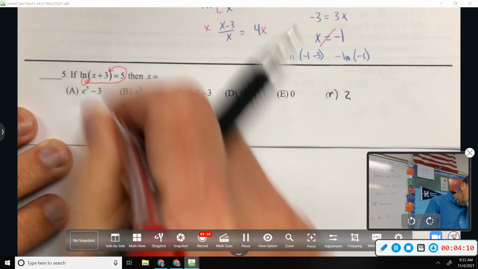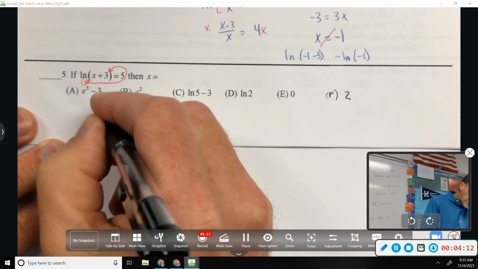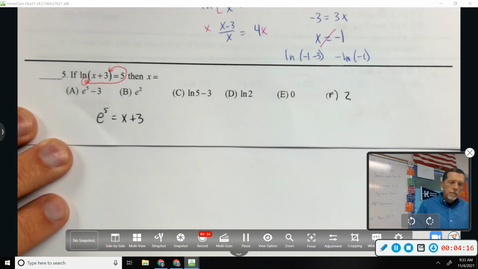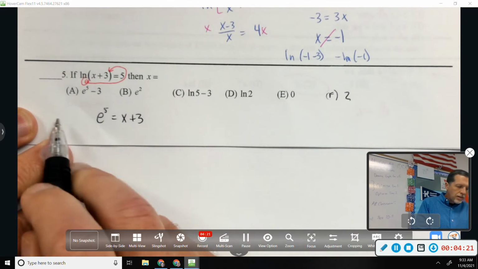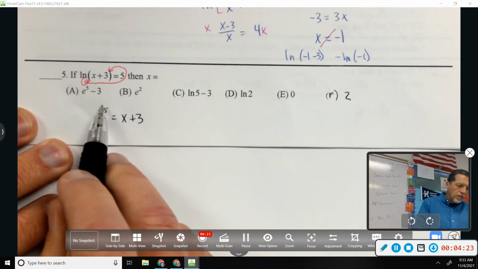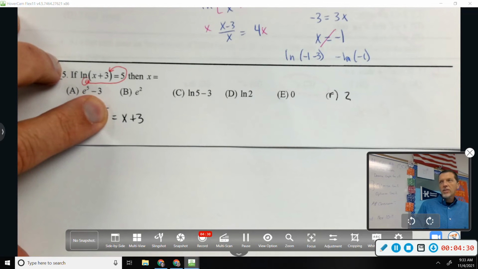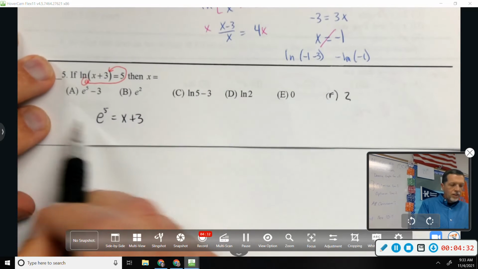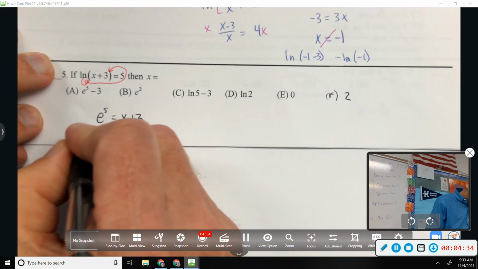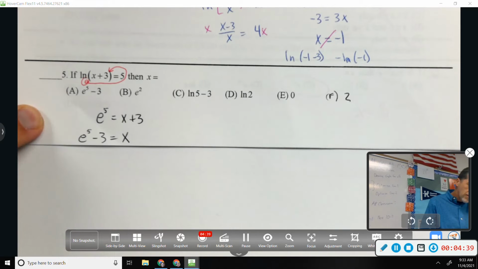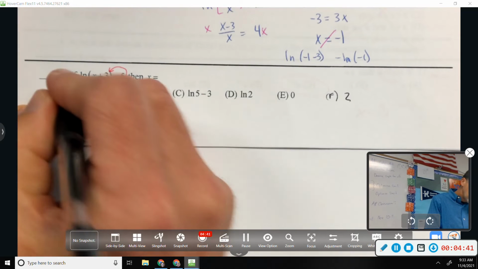So e to the 5 equals x plus 3. I don't know what e to the 5 is, but I do see an answer with e to the 5 in it, so I'm feeling okay there. If I want to get x by itself, regardless of what crazy stuff is on the left-hand side, I would subtract 3. So if I subtract 3 from both sides, e to the 5 minus 3.